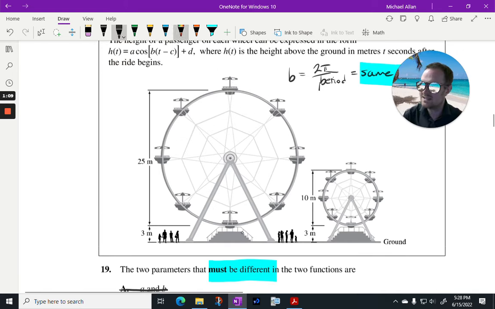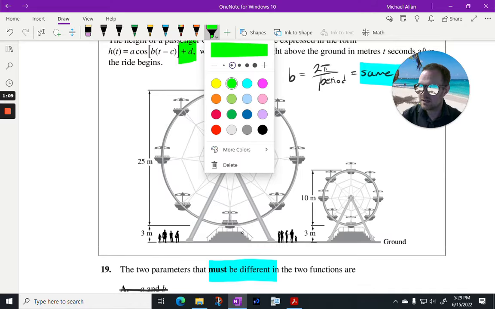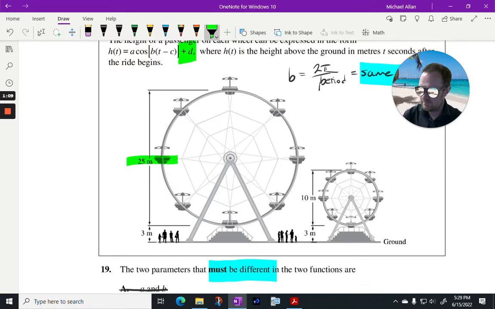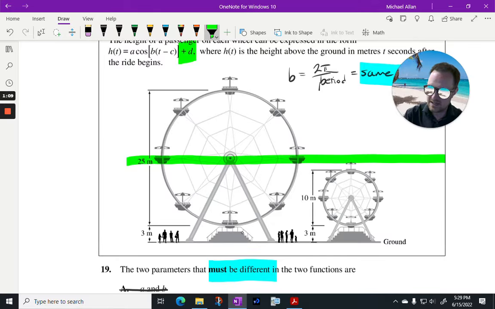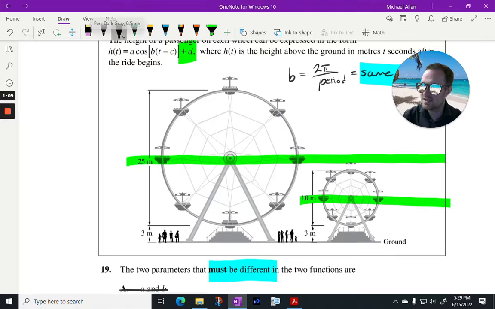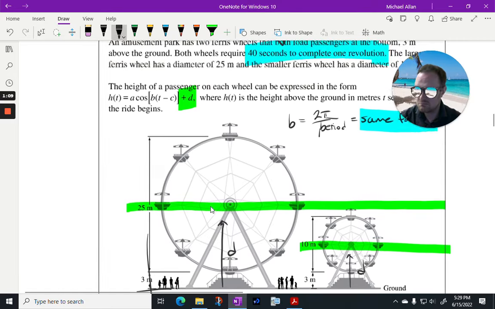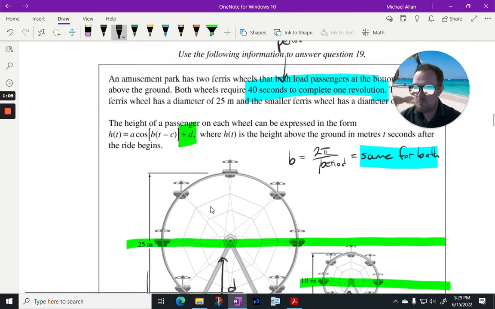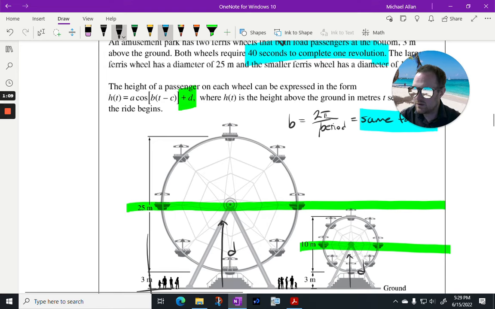And that makes sense because the D is our midline, right? Our midline is the line that kind of cuts it down the middle. So there's my midline there, and here's my midline here. So these both have different midlines. If I imagine my axis was like here or something, this distance is definitely different than this distance. This is like my D value here. So D has to be different, right? For sure.